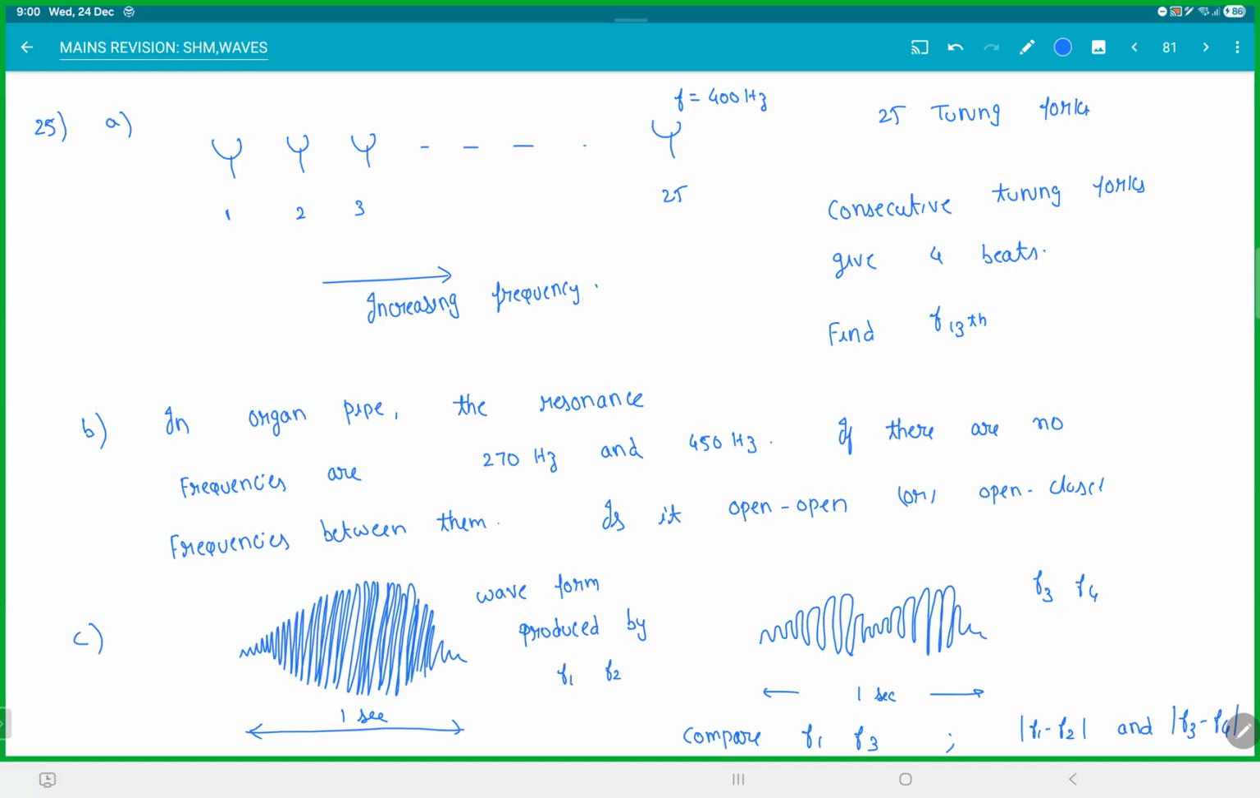Third one, these are the waveforms of a beat. This is produced by F1, F2. This is produced by F3, F4. Compare F1, F3 and compare F1 minus F2 and F3 minus F4. सब क्या था क्लास में? Similar ones. C तो we did in the class. B and A are a little different, but you must have seen them in some material for sure.